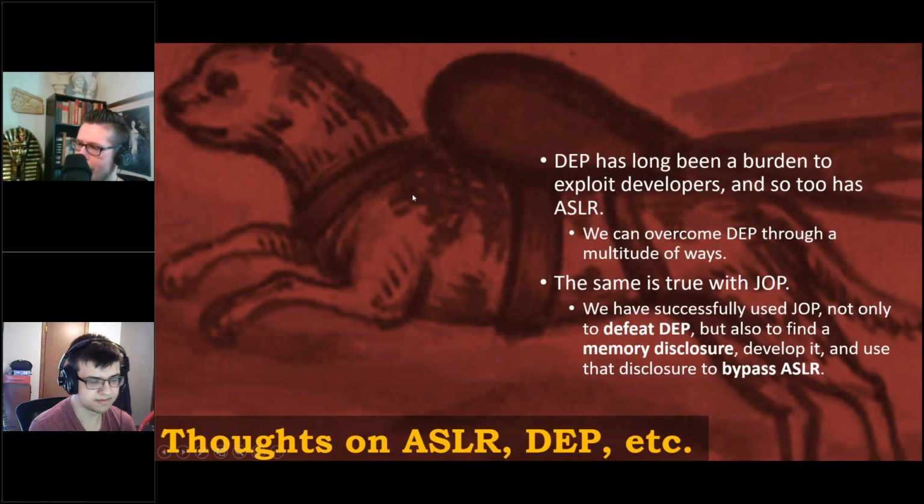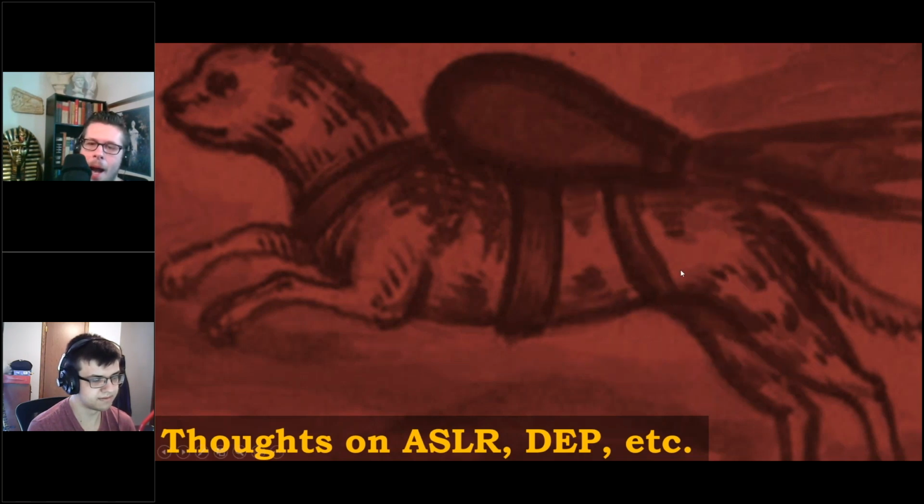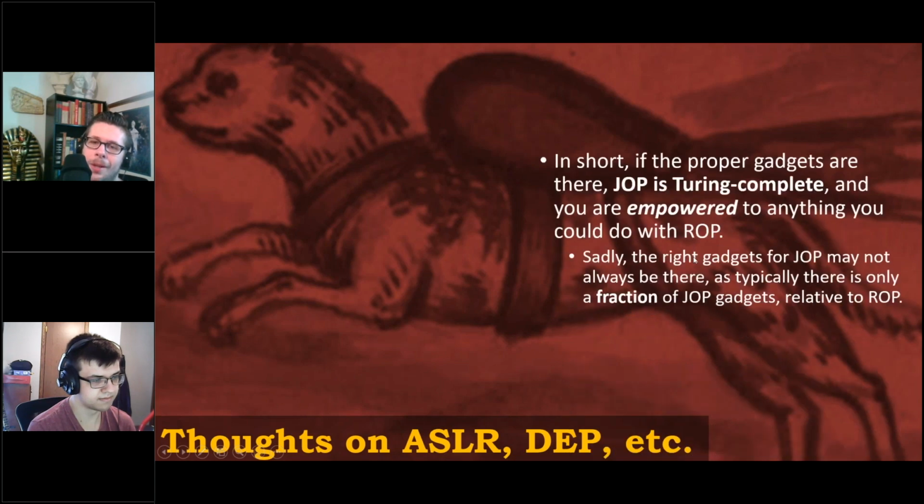Some final thoughts here on ASLR. ASLR and DEP have been thorns in our side for a while. But just like with ROP, we can overcome them with, well, not too much difficulty. And the same is true with JOP. We can easily address DEP by using VirtualProtect, VirtualAlloc, etc. And we've always done that with every JOP exploit we've done. So there's no restriction there.